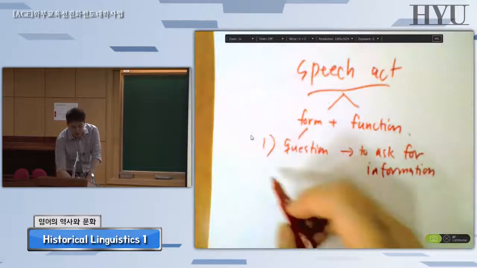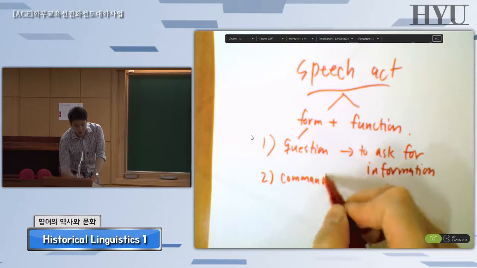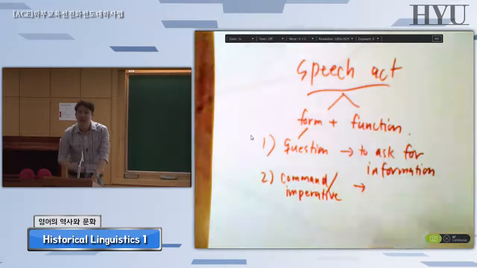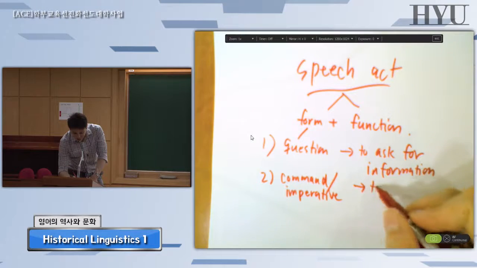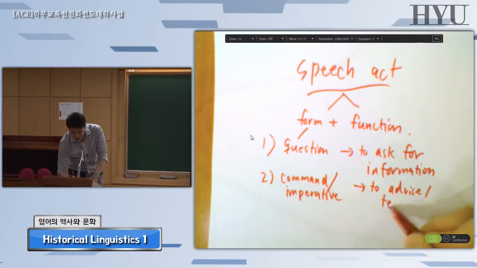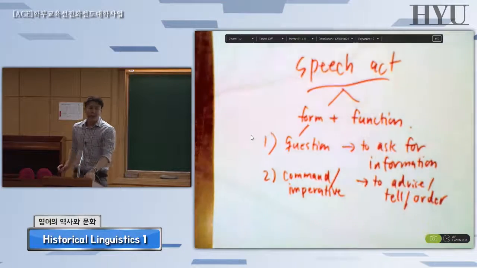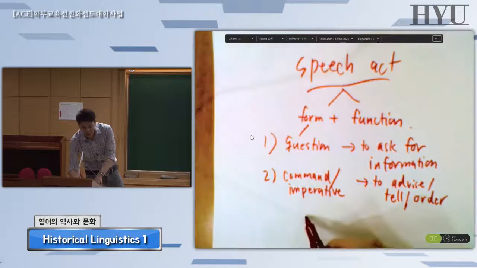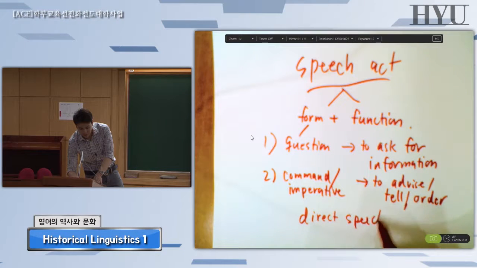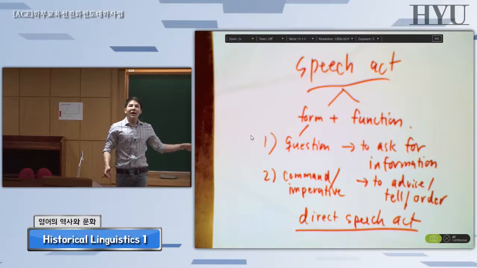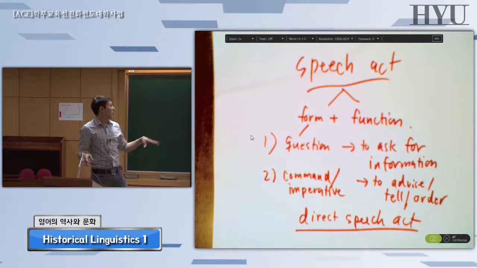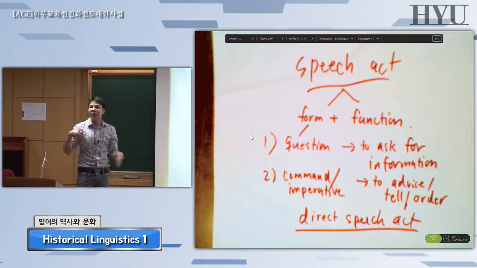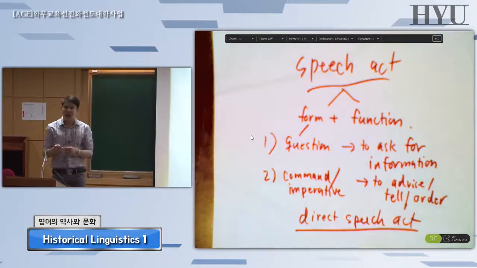If you have a command, which is a form, or some people call it an imperative, the function is to issue a command, to advise, to tell, to order, whatever. Typically, the form matches the function. When the form matches the function, we say that we have a direct speech act. A direct speech act is when you use a question form to ask for information, or when you use an imperative to give advice to people or to tell people to do something.